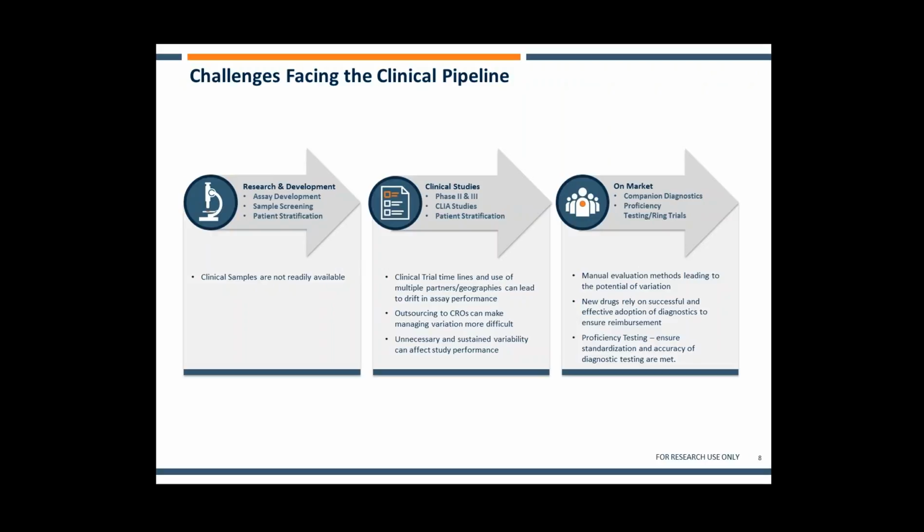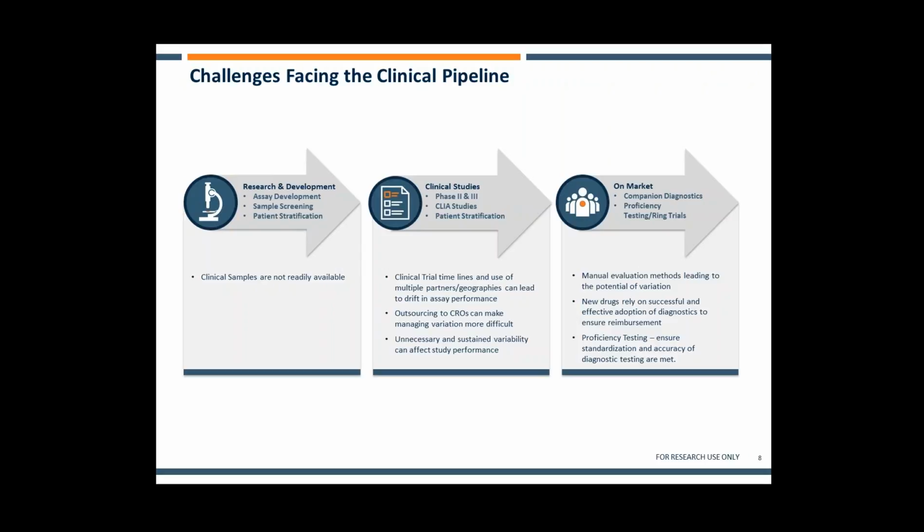As we move into the second part of this slide, the clinical studies, the different phases of clinical trials, the clinical evaluation, and patient stratification, these all present new clinical challenges. So in clinical trials, you have multiple partners, multiple geographies, and these can lead to a drift in assay performance. Outsourcing to clinical research organizations can make managing variation much more difficult. There's also unnecessary and sustained variability that can affect study performance.